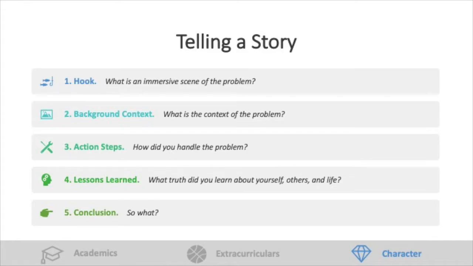As a big summary, telling a story, you've got the hook, what is the immersive scene of the problem; background context, what is the context of the problem; action steps, how did you handle it; lessons learned, what truth did you learn about yourself, others, and life; and finally the conclusion, so what.